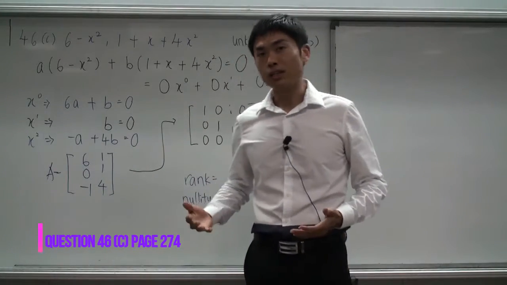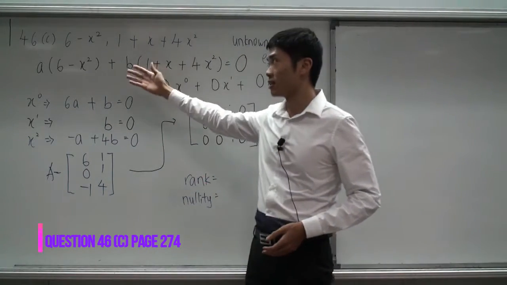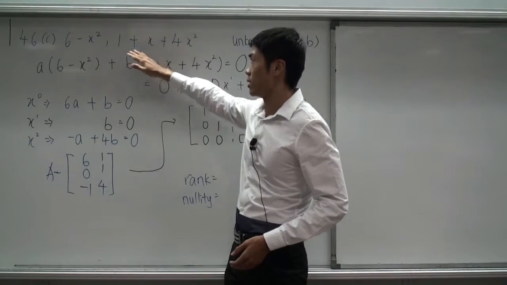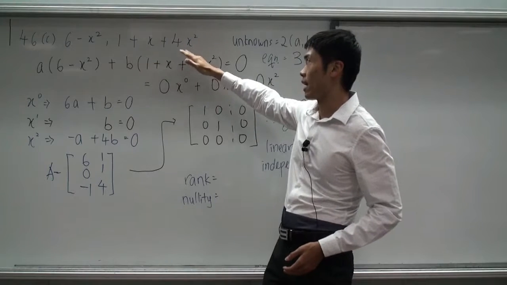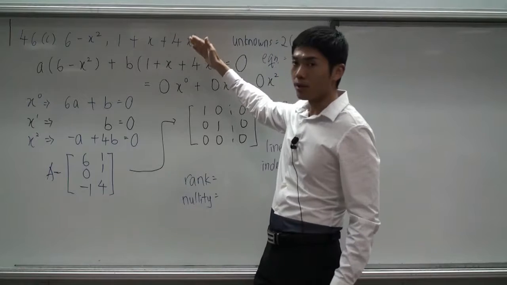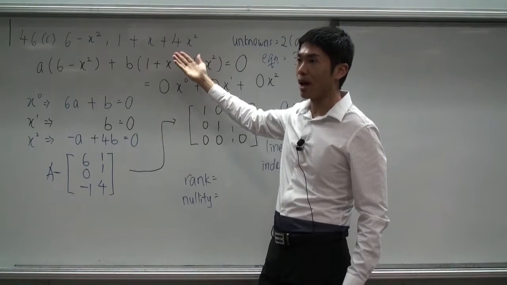Now we are going to look into another example, which is question 46C. You are given two polynomials, 6 minus x squared and 1 plus x plus 4x squared, and you want to check whether these two polynomials are linearly independent or not.